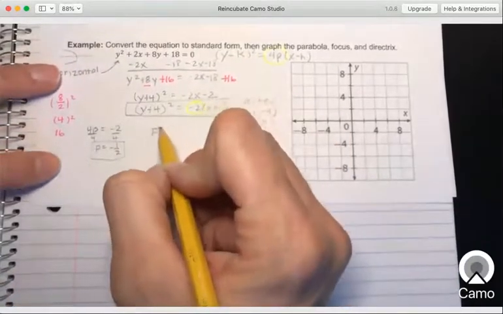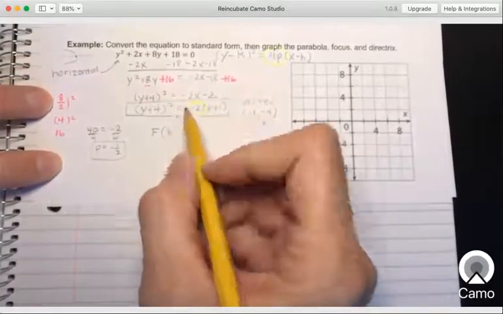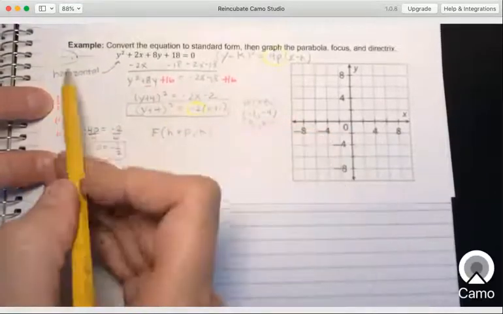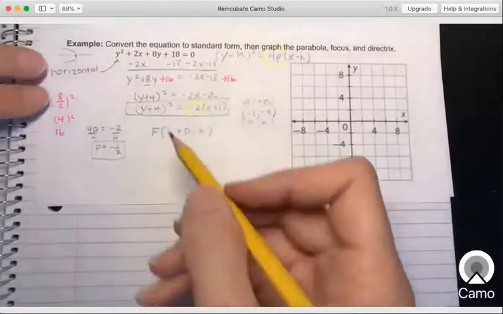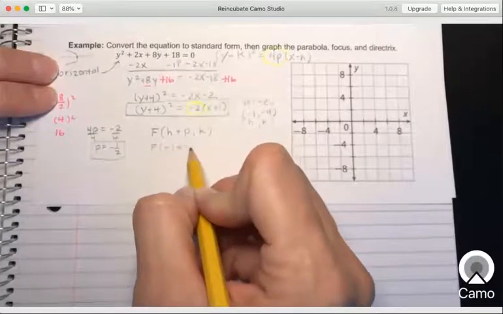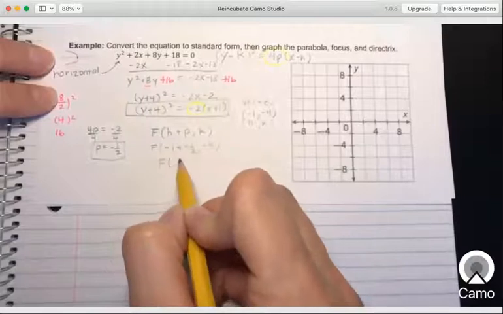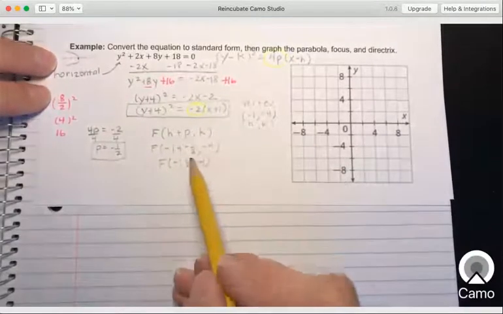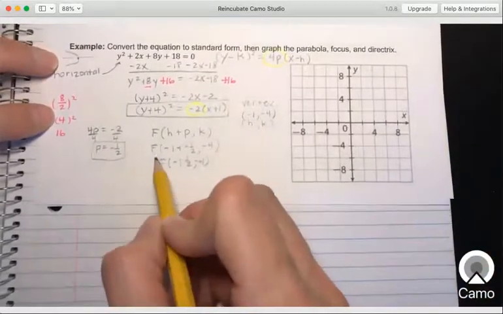So our focus is going to take our vertex h and k, but we are going to be adding p to that x coordinate since we are moving that horizontal movement. So now if we just substitute in what we know, h is negative 1, p is negative 1/2, and k is negative 4. We get a focus of negative 1.5, comma, negative 4, or you can put negative 3/2. It really is up to you. I don't have a preference on that one.